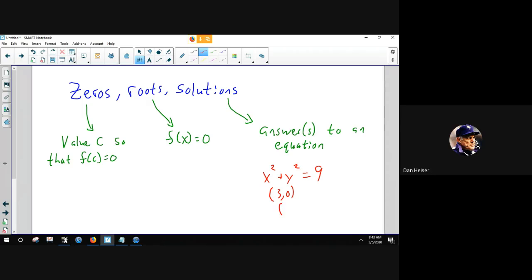Here's another solution. Again, it's not a root. It's not a 0. So make sure you understand those subtle differences between the three terms.